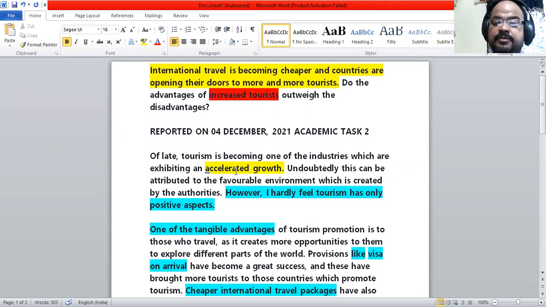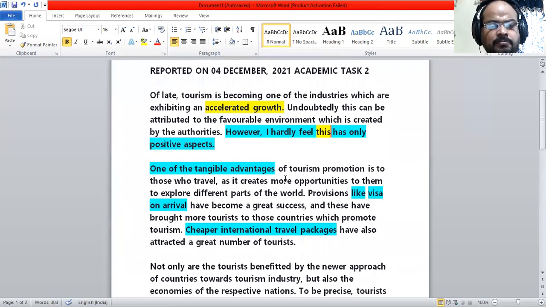However, I hardly feel tourism has only positive aspects. So I just connected this to accelerated growth. The accelerated growth of the tourism industry has not only positive aspects, it has some negative aspects too. Now, let's see what are the advantages.